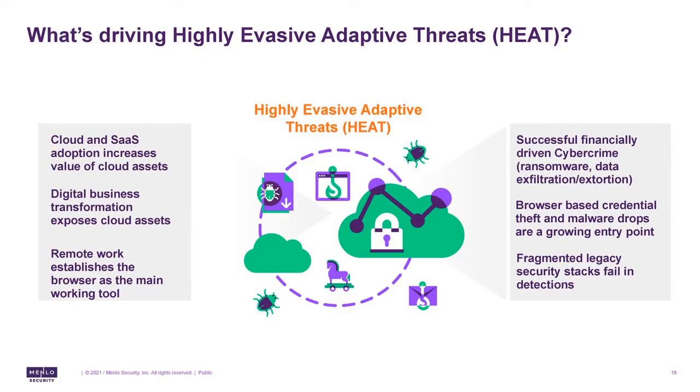So HEAT, again, stands for highly evasive adaptive threats. It's a new category of threats our threat researchers have discovered over the last 6 to 12 months. It's a bit of a game changer in how attackers are going after organizations.